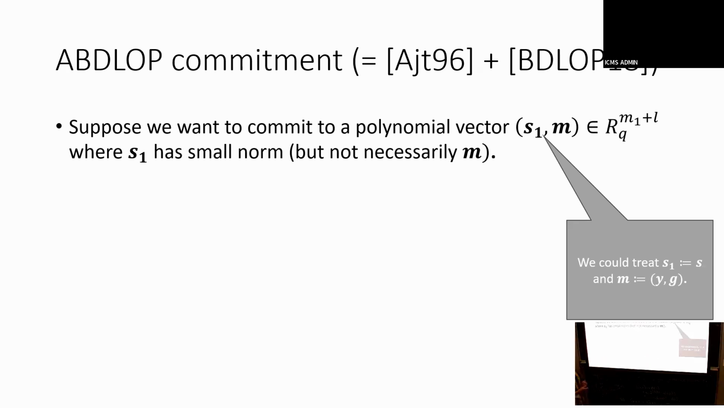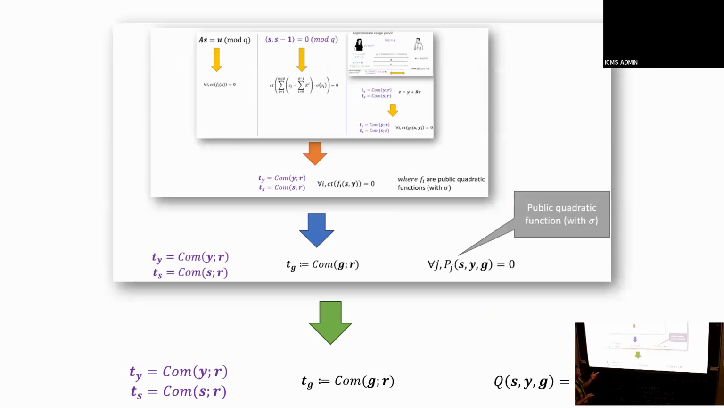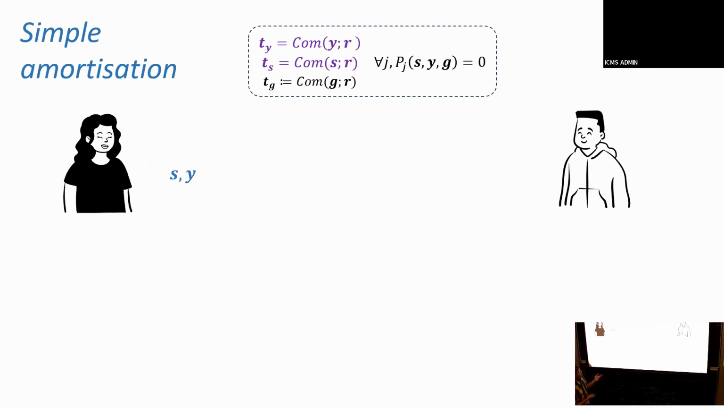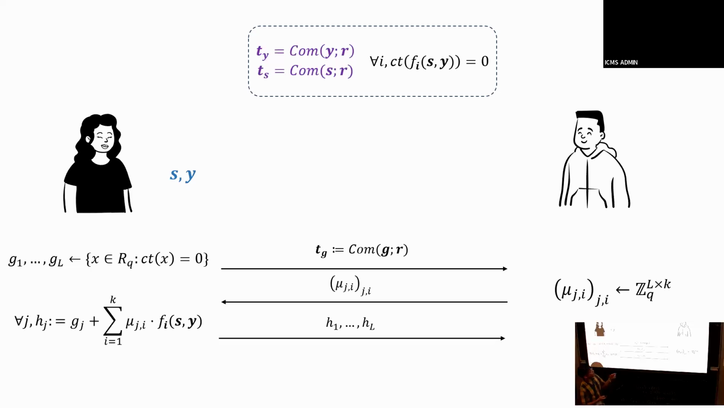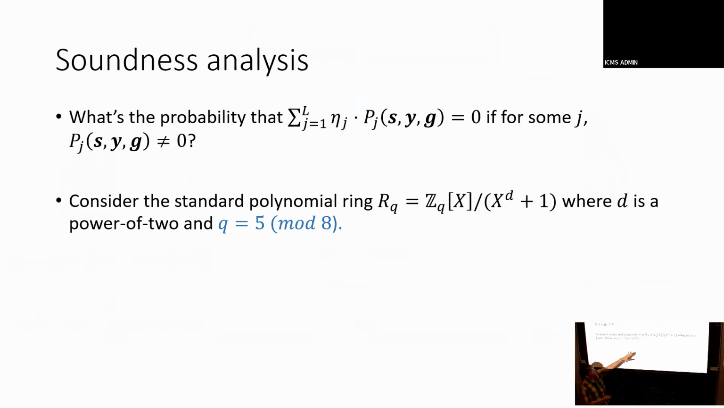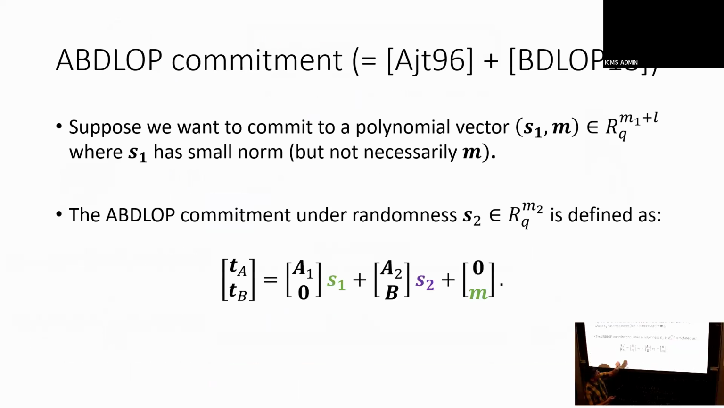I assume that S1 has small norm, but M can have large norm. It can be arbitrarily large ring elements. And this is the case for G exactly, right? Here I literally pick uniformly random polynomials, so the norms of these can actually be big. So I will put those exactly in the M part.